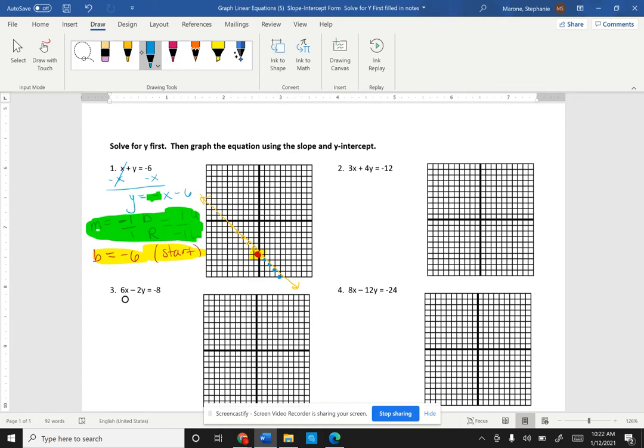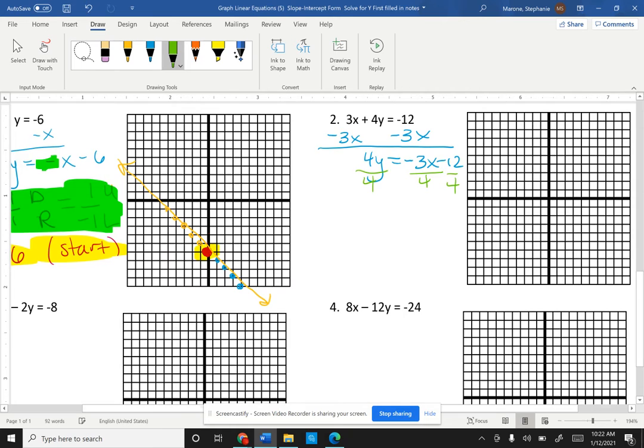All right, so the next one, we can subtract 3x from both sides. And I get 4y is equal to negative 3x minus 12. Remember that we have to put the x first before the number. And then I'm going to divide both sides by 4. And when I do that, I divide all of the terms by 4. So I wind up getting y is equal to negative 3 over 4x minus 3. So this negative 3x over 4 turns into negative 3 over 4x.